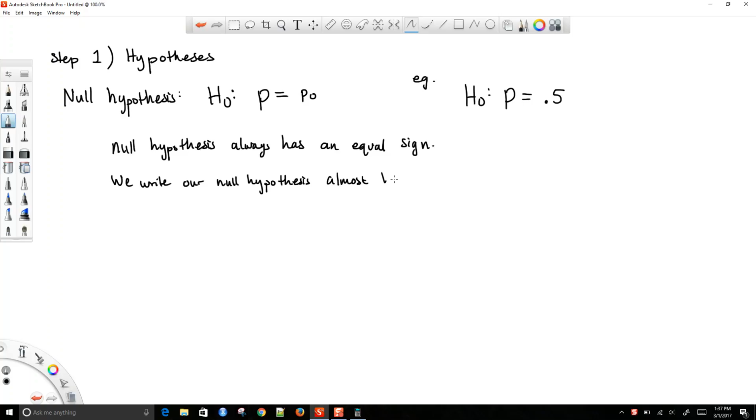Almost hoping to reject it, okay? It's the equal sign here that makes it a testable hypothesis. Okay? And then on the other hand, we have the alternative hypothesis.